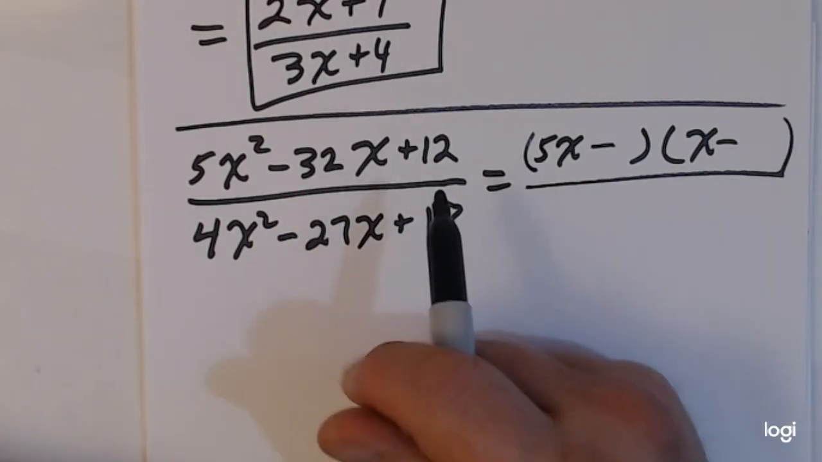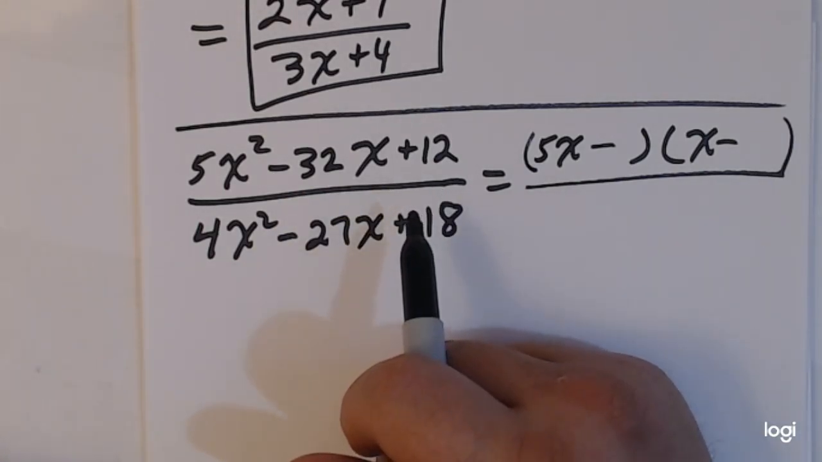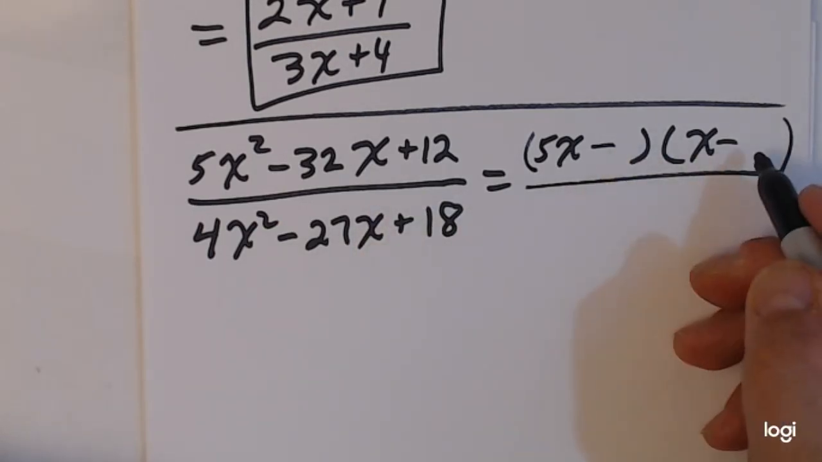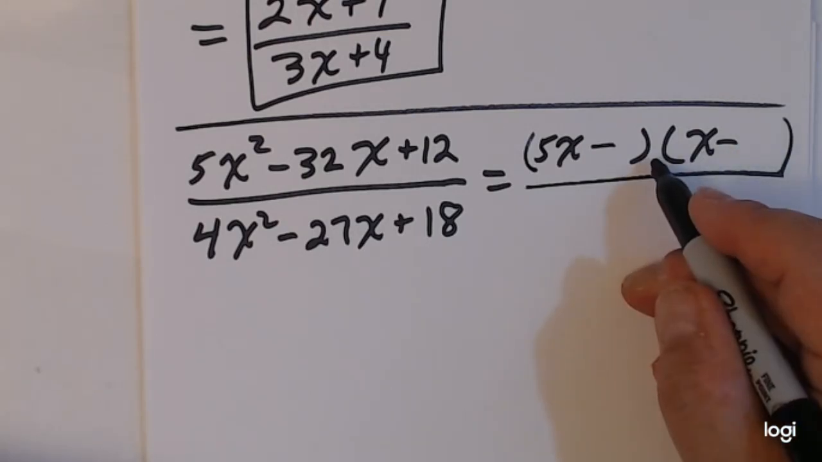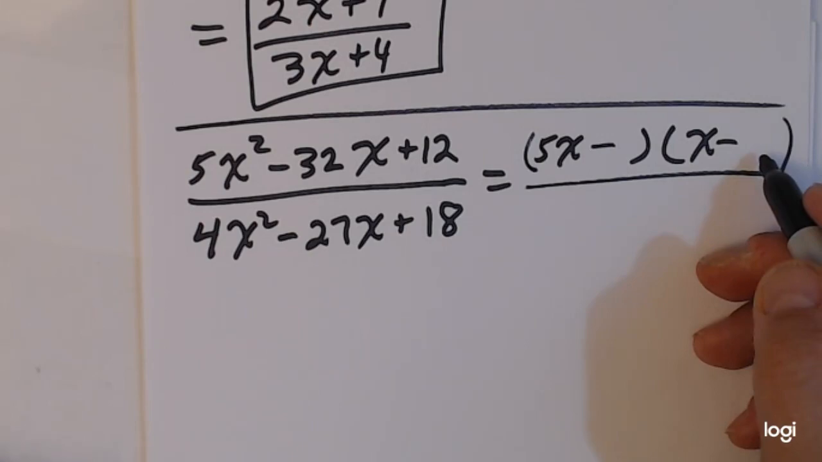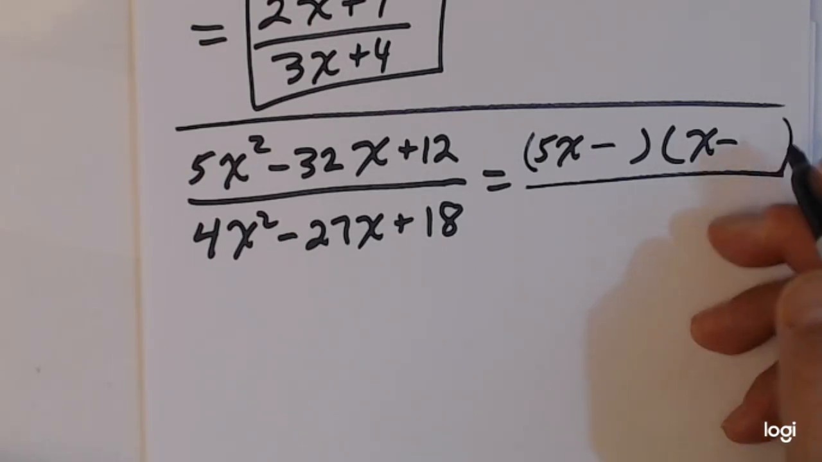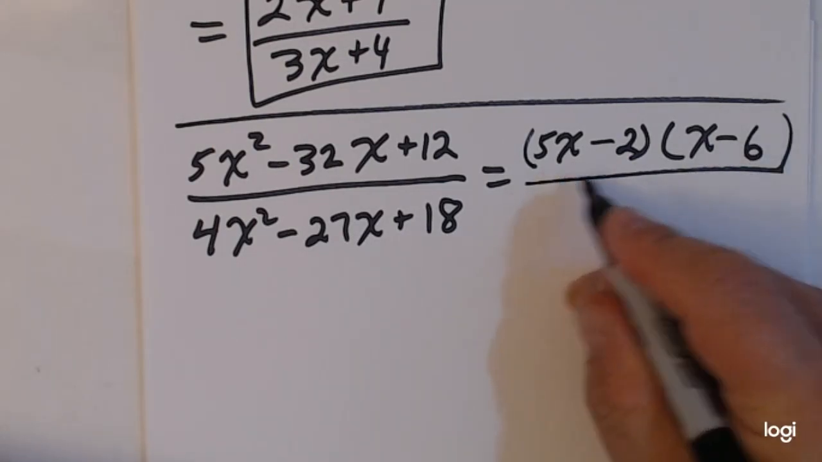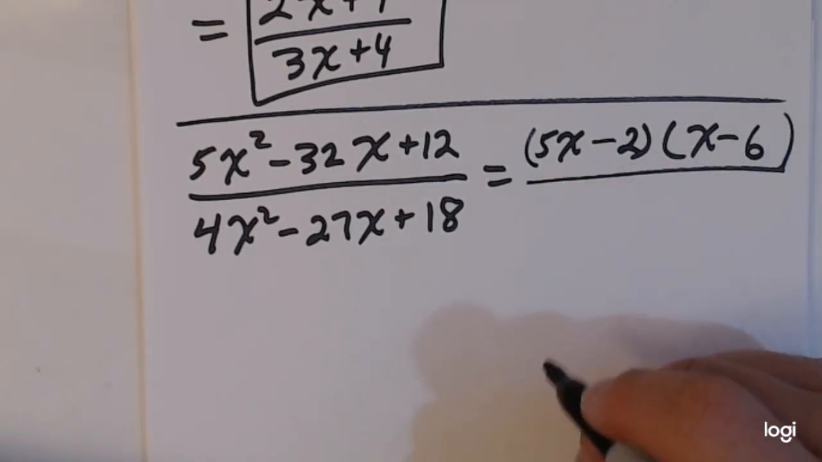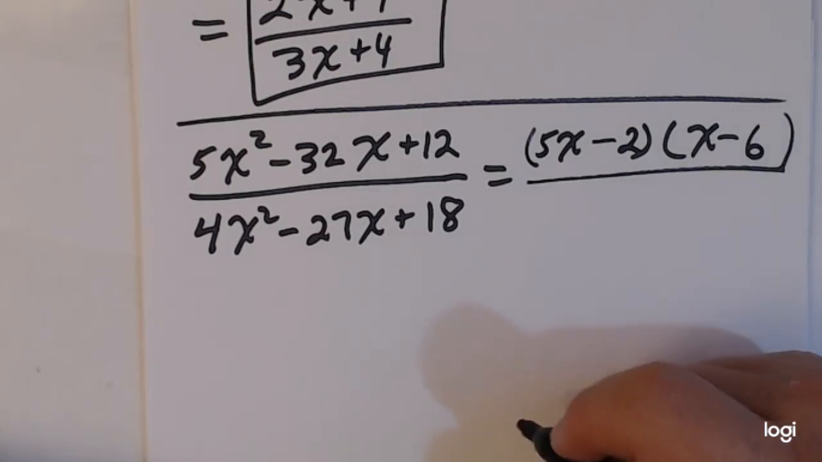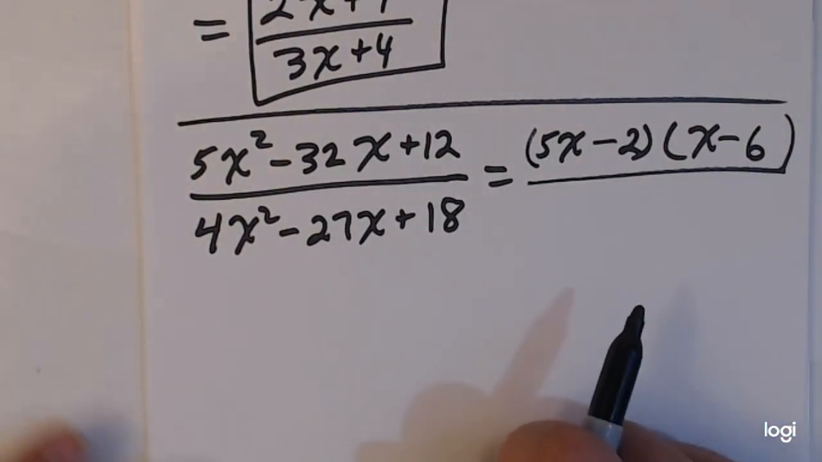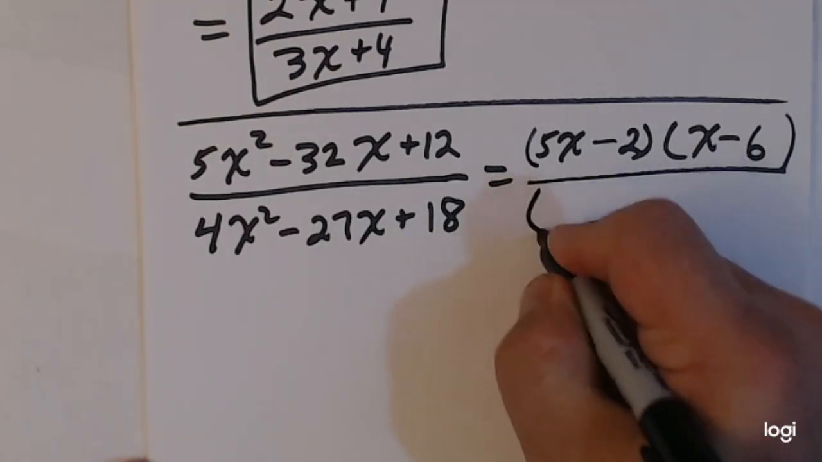So let's see. Supposing we go with a 6 here, 6 and a 1, 5 minus 6 is no good. But here we go. If we go with 6 here and 2 here, minus 30 minus 2 is minus 32 plus 12. So there we go. We're not going to get a 5x minus 2 out of here.